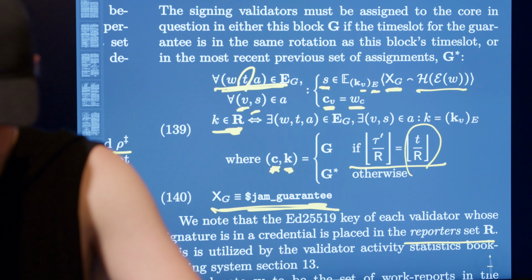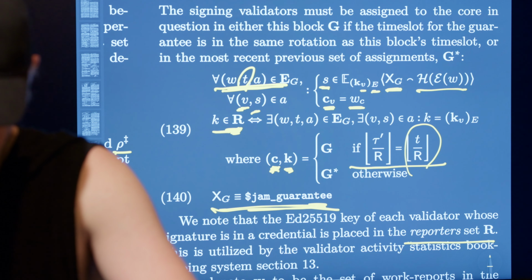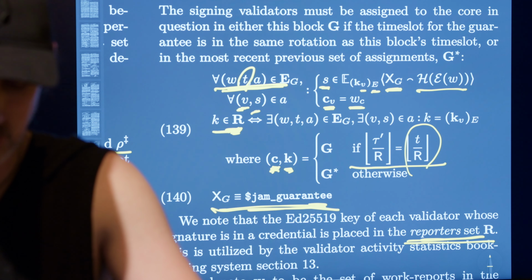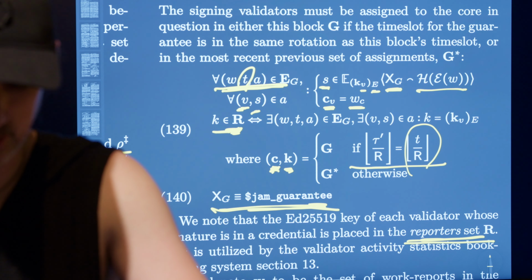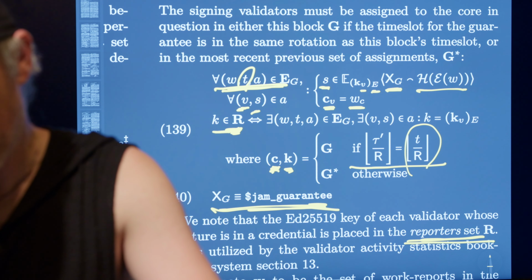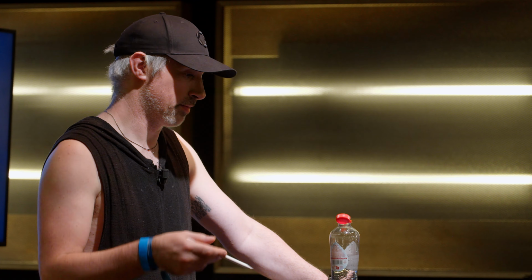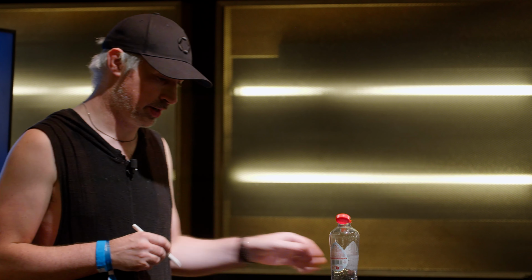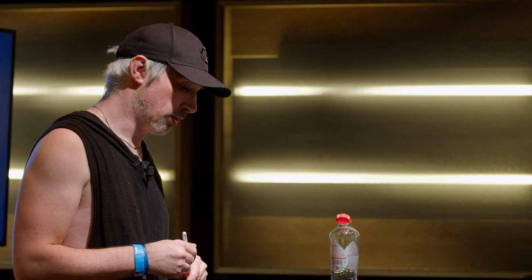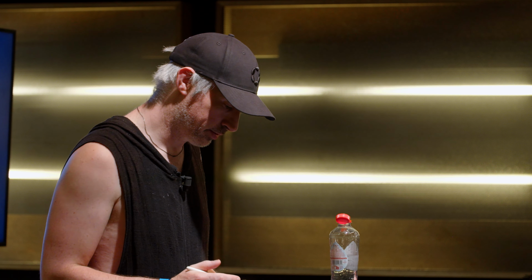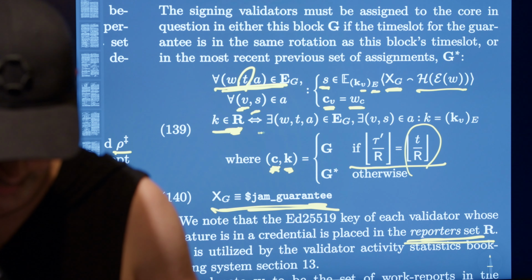And what R is meant to be is, as I say, the reporters set. So it's a set of those guarantors that have reported something in this block. We want to know who they are because they get paid for it. And we want to record it, so that any chain or any subsystem that wants to identify who has been very helpful can check and reward them as it chooses.